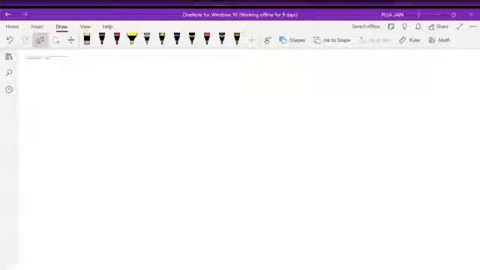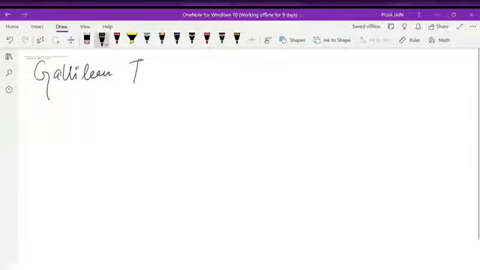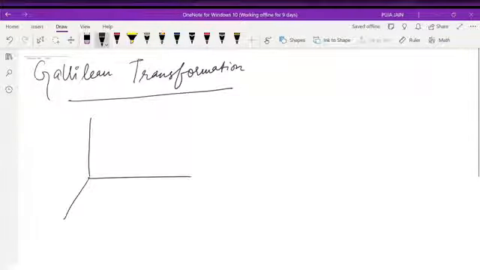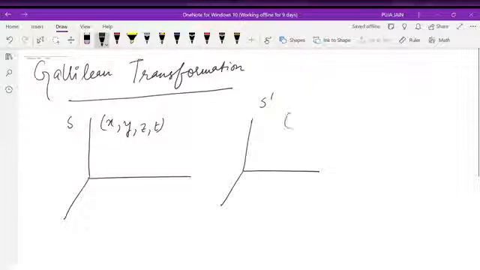Okay. So let's start. Initially I will give you some formulas. One is about Galilean transformation. Now according to Galilean transformation, if we consider two frames, one is the S frame and one is the S dash frame. The coordinates of the S frame are x, y, z and t, and the coordinates of S dash are x dash, y dash, z dash and t, and this S frame is at rest and the S dash frame is moving with the velocity v.